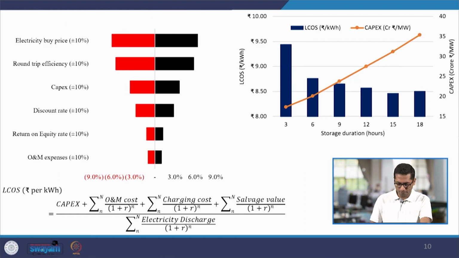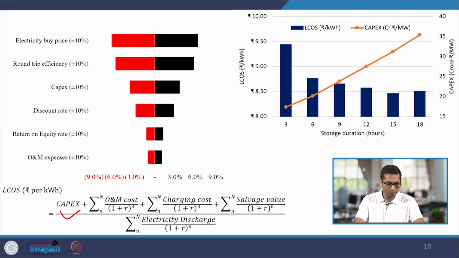So the LCOS formula is something you can see on the bottom left. It will be the capex added with the operation and maintenance cost, which is now discounted as per the years, the charging cost, which is the cost of the charging electricity, and the salvage value at the end of the plant, when it might be sold at a certain price. Finally, in the denominator we have the electricity discharge, which is again discounted. This formula is very similar to the BEIS formula for LCOE, and this is the formula that we have used for our calculations.